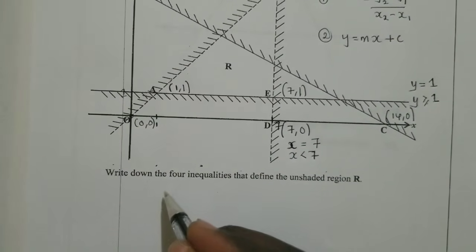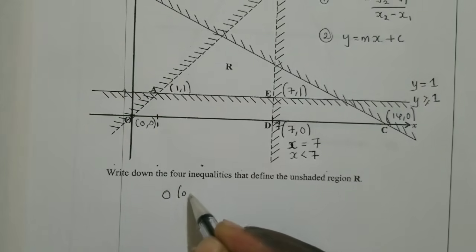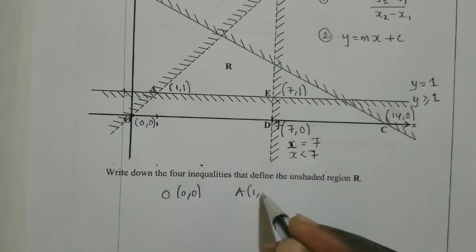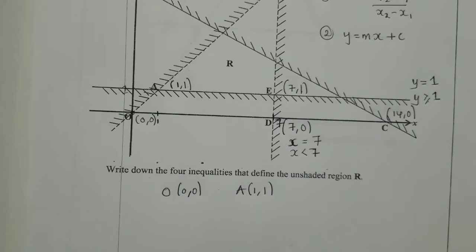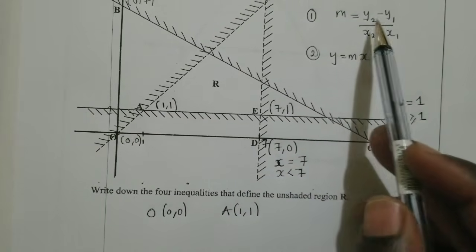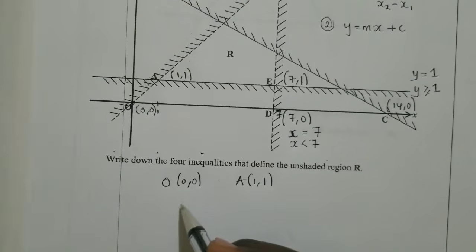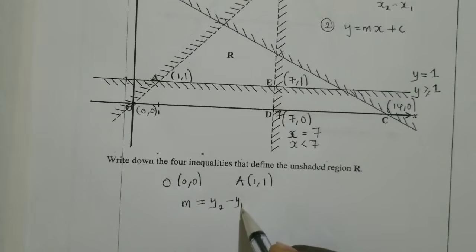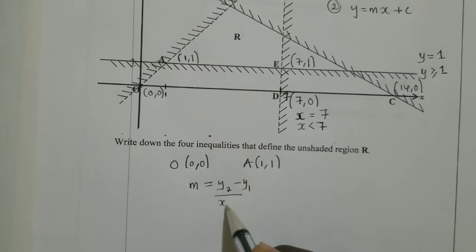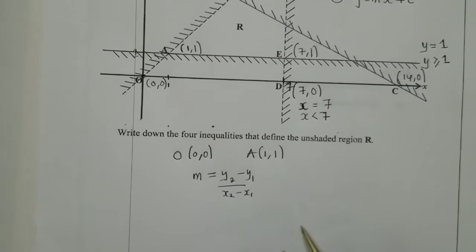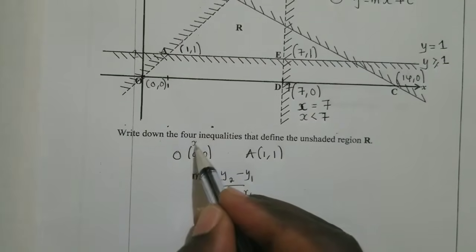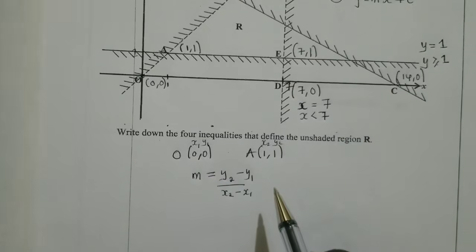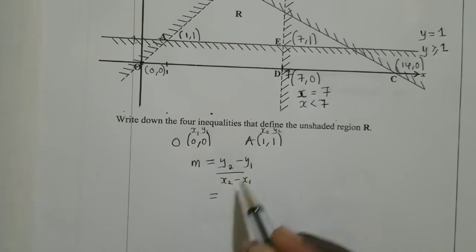We shall say O is 0, 0 and A is 1, 1. So we now use formula 1, this one, to find the gradient. So we shall say m is equal to y2 minus y1 over x2 minus x1. On our coordinates here, this is our x1, y1, x2, y2. So just plug in, okay?